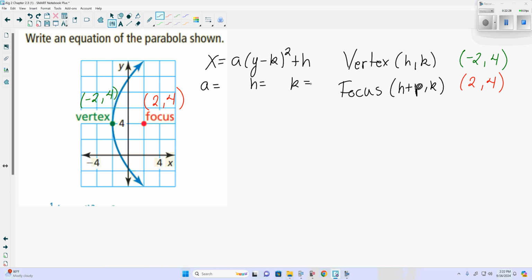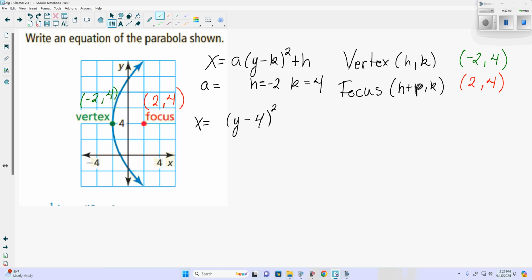We need to find a, h, and k. H and k, what are h and k? Negative 2 and 4. H is negative 2, k is 4. That's kind of nice. X is equal to a times y minus what? What goes inside the parentheses here? 4. Oh, yeah. Y minus k.